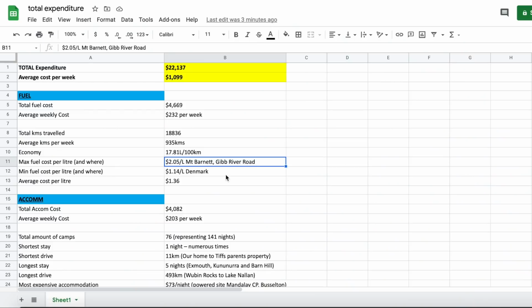Just some fun little facts here. Our most expensive fuel was $2.05 per litre, and that was at Mount Barnett on the Gibb River Road. Our cheapest fuel was one of our last fuel stops. It was $1.14, and that was in Denmark. So our average cost was $1.36. It's about right, isn't it?